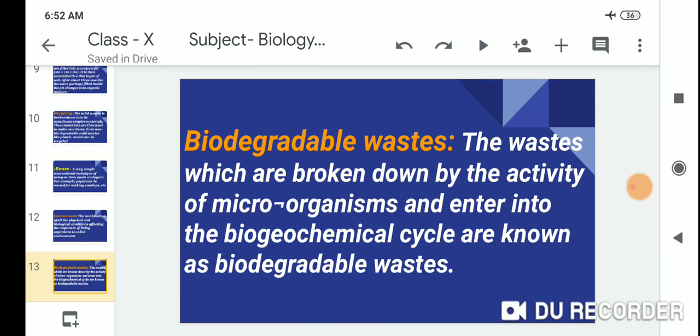Biodegradable wastage. The wastage which is broken down by the activity of microorganisms and enters into the biochemical cycle is known as biodegradable wastage.